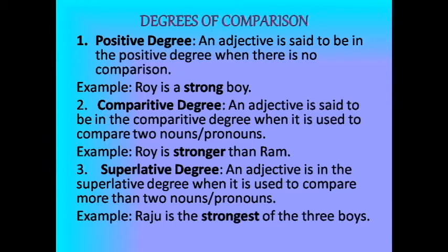Superlative degree. An adjective in the superlative degree is used to compare more than two nouns or pronouns. For example, Raju is the strongest of the three boys. Here the three boys refer to Roy, Ram and Raju. Among all of these three, Raju is the strongest. So here strongest is the adjective which shows the comparison between Raju, Roy and Ram. In this way, strong is in the positive degree, stronger in the comparative degree and strongest in the superlative degree.